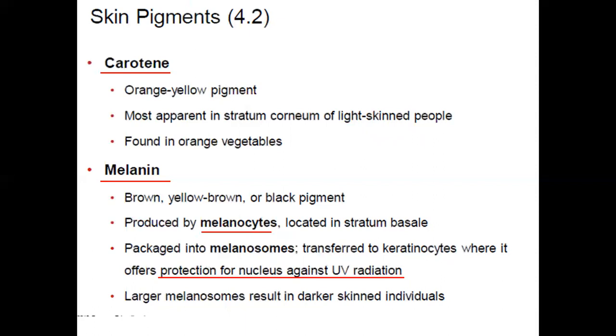Melanin produces a brown to a yellow brown or even black pigment. It's produced by cells called melanocytes. Cyte is the word for cell, and melano is melanin. So melanocytes produce melanin, and those are located in the stratum basale. That melanin helps protect you from UV radiation. As the sun beats down on your skin, the darker your pigment, the more melanin is produced, and it actually provides protection against UV damage.